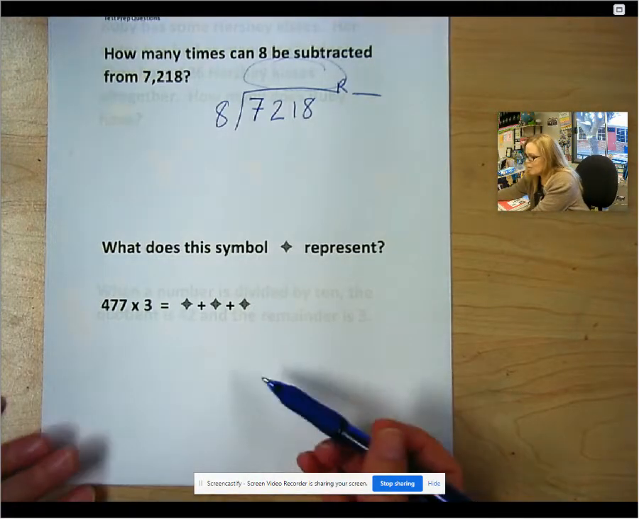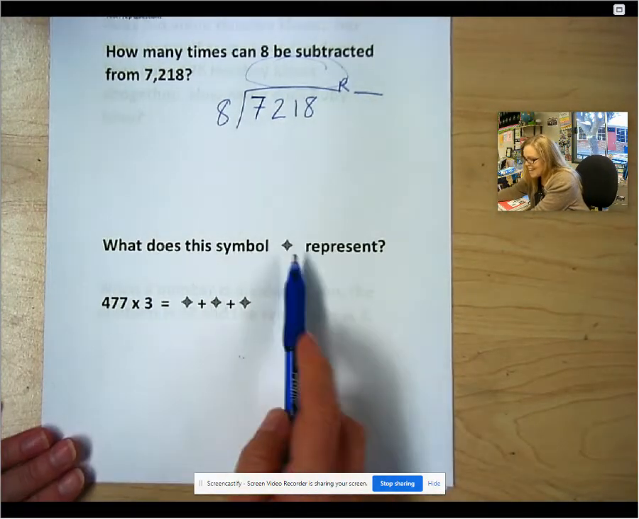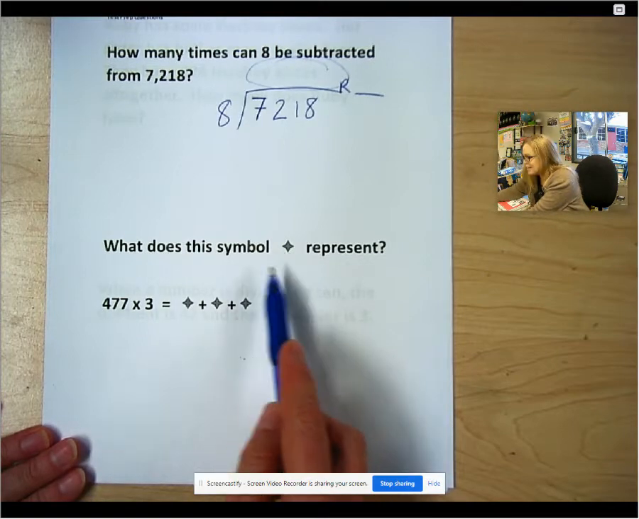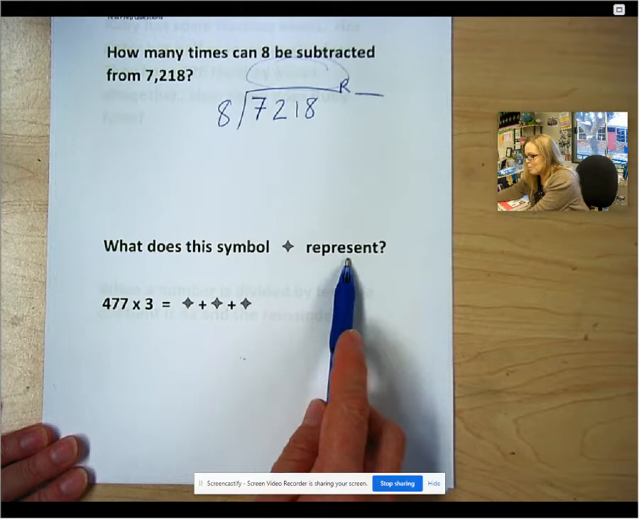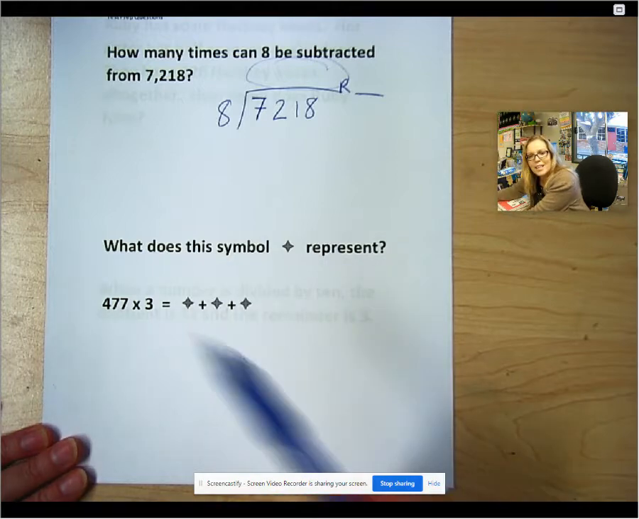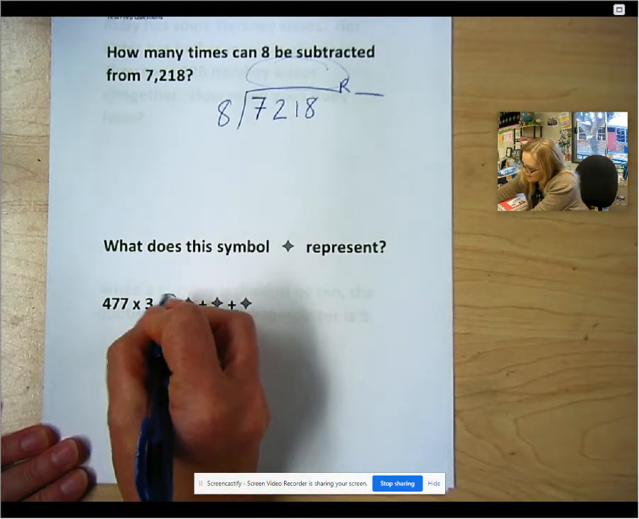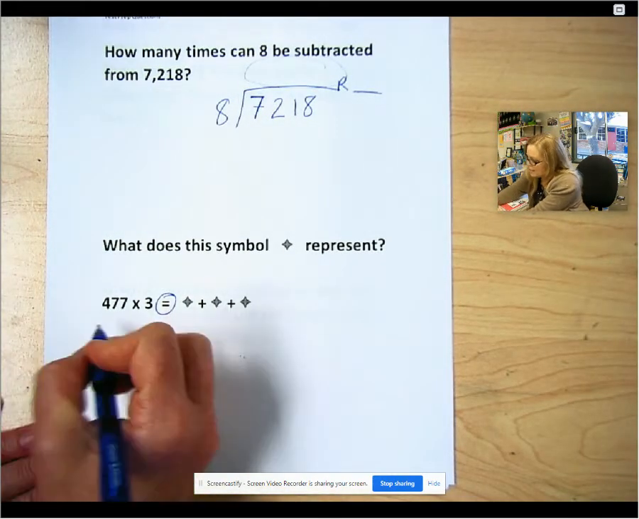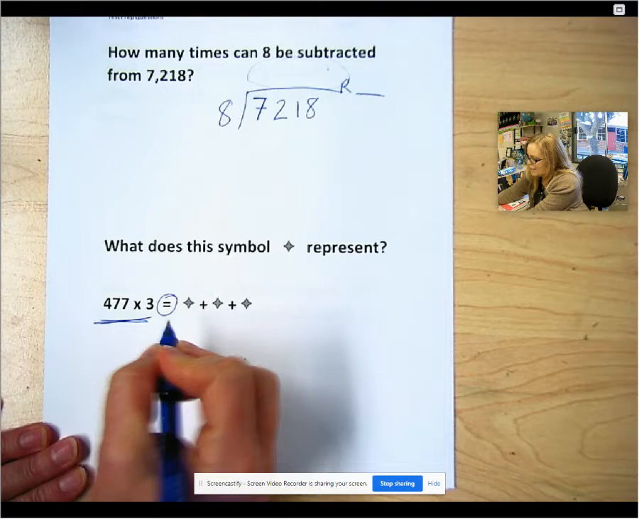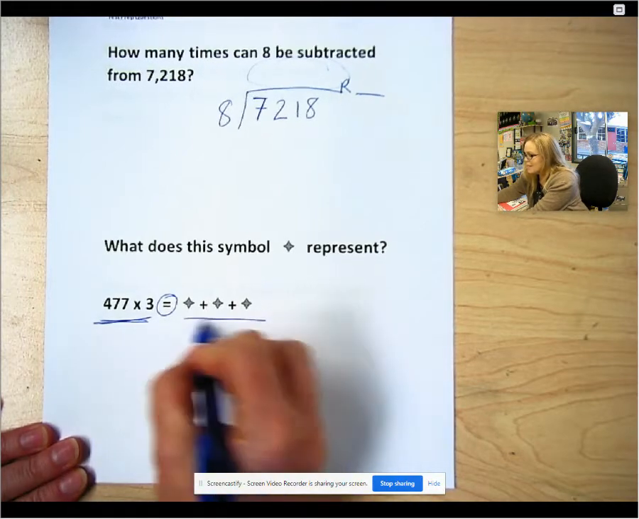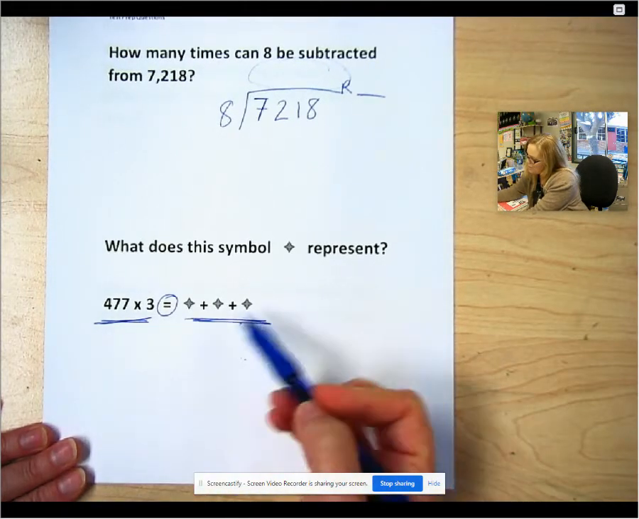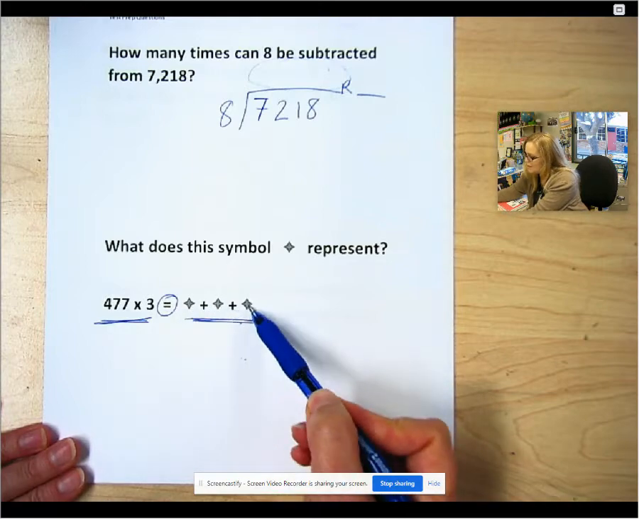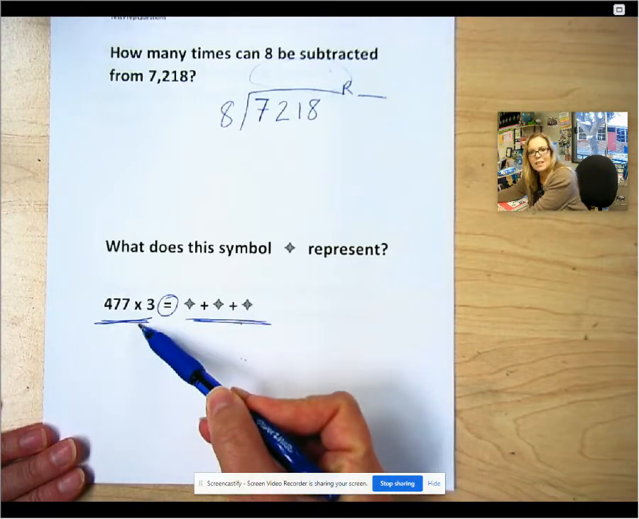Another example of multiplication is they might substitute it for a symbol. And so here they're asking, what does this symbol represent? And what we need to think of is that equal sign is basically an equation. So it's saying this side is equal to this side. So how could we make that symbol plus the symbol plus the symbol equal to what's happening here?